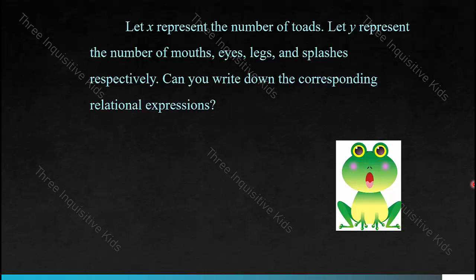Well, there would be one mouth per toad, so that would be y is equal to x. Each toad has two eyes, so for that it would be y is equal to 2x. 4x because each toad has 4 legs, and y is equal to kx because you don't know how many splashes each toad will make. So that would be y is equal to kx. These are called the relational expressions of these functions.